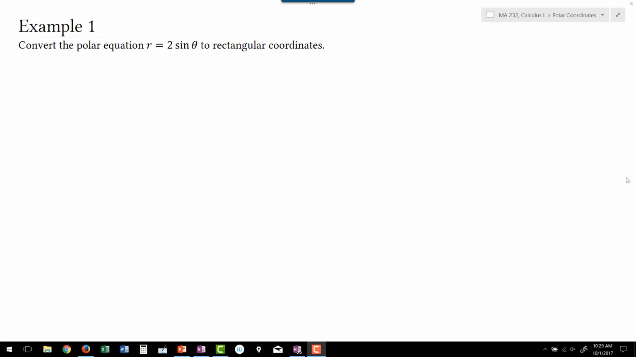In this example, we see how to do a conversion from a polar equation to a rectangular one. We start with the equation r is equal to 2 sine theta. And we want to convert that to x and y, remembering that our relationships are r squared is equal to x squared plus y squared, x is equal to r cosine theta, and y is equal to r sine theta.